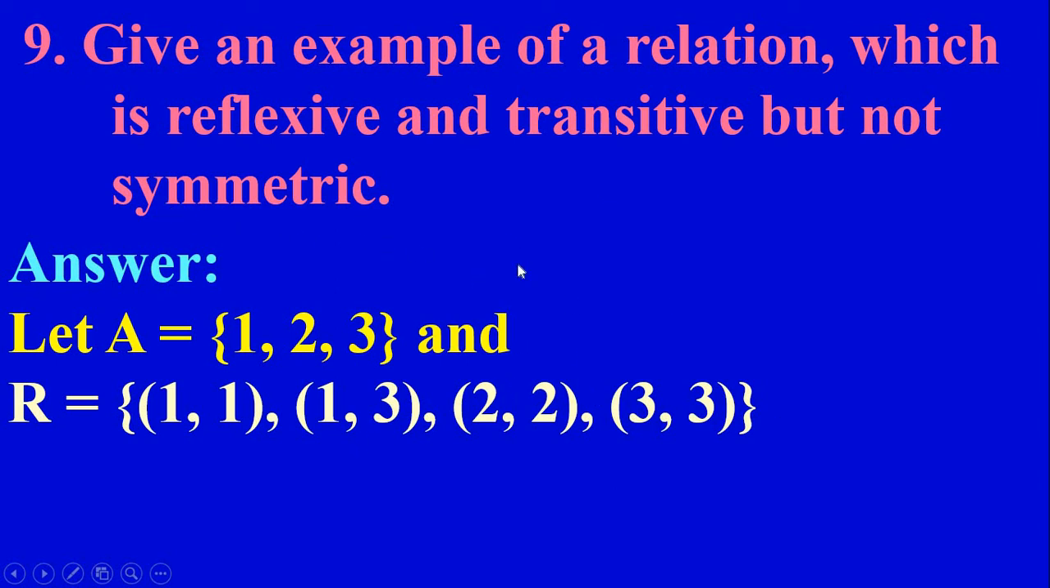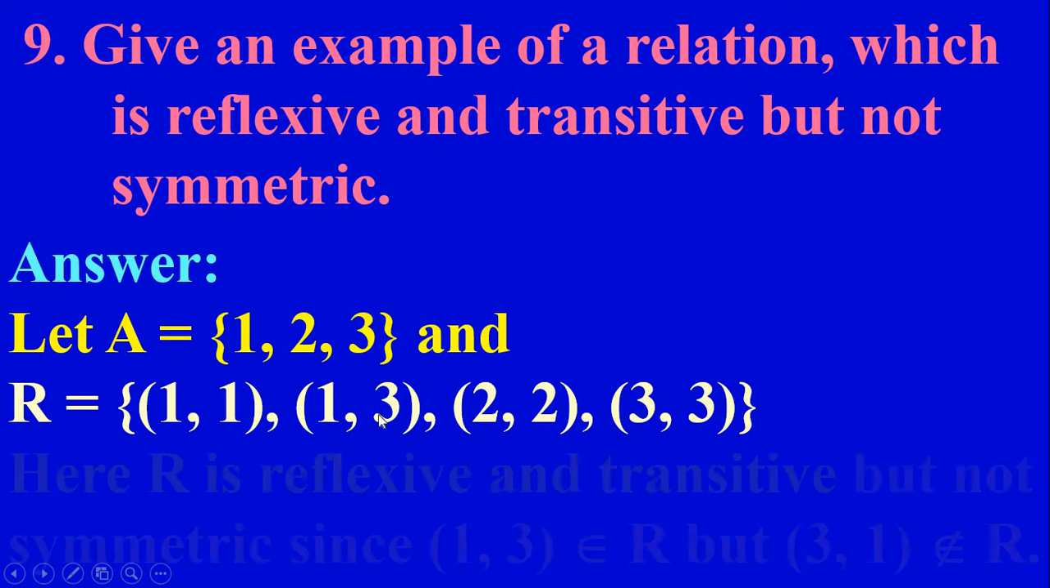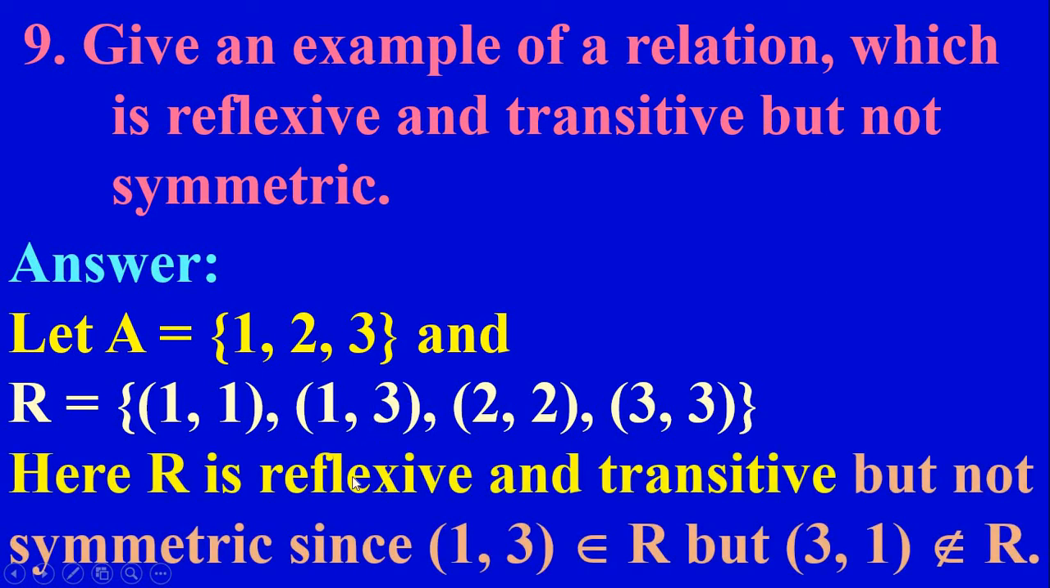Now it is not symmetric. Why? Here we have (1,3) but (3,1) is not there. So therefore it is not symmetric. So here the relation is reflexive and transitive but not symmetric since (1,3) belongs to R but (3,1) does not belong to R. Therefore this is one example of a relation which is reflexive and transitive but not symmetric.